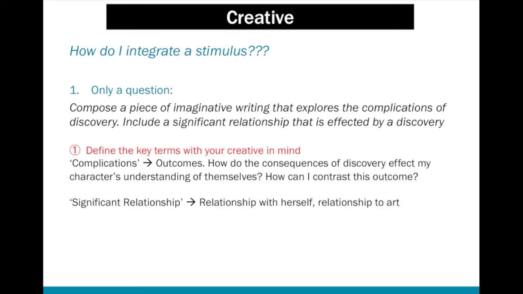First, define the key terms with your creative in mind. So, for example, complications means outcomes, for me at least, and thinking of my creative I used last year. How do these consequences of discovery affect my character's understanding of themselves? How can I contrast this to another outcome of discovery, perhaps in another character?